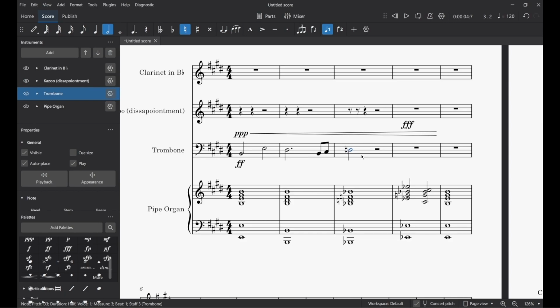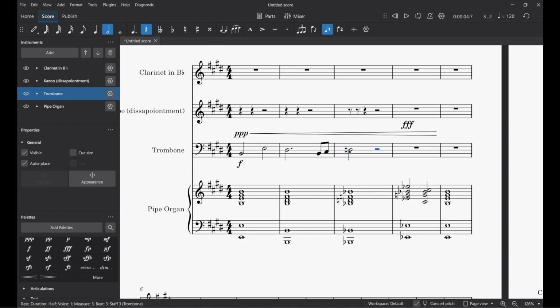In real life, yes, it is. I just put it that way because it defaults to mezzo forte, and for some reason the trombone is almost inaudible on mezzo forte. So I guess I could make that just normal forte. Yeah, that's true.